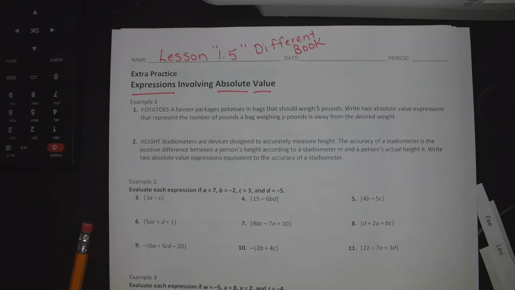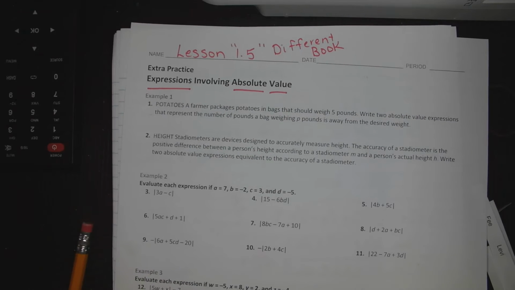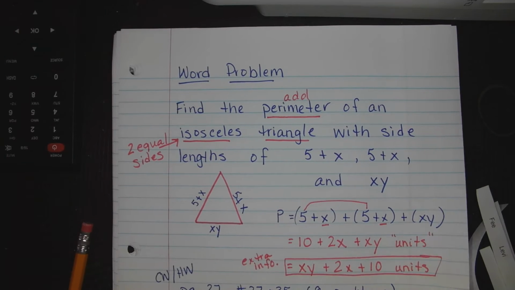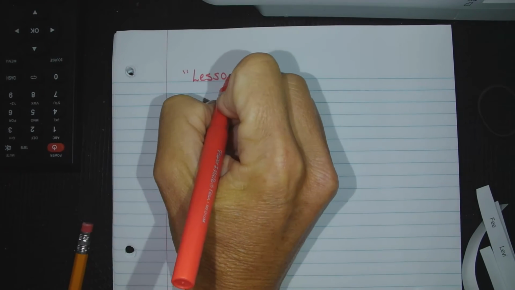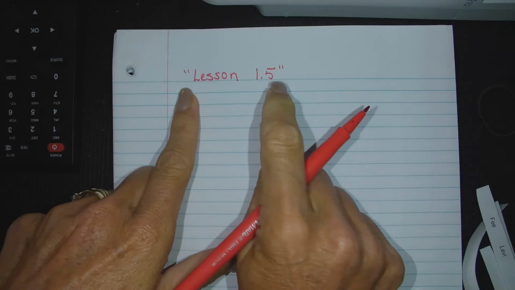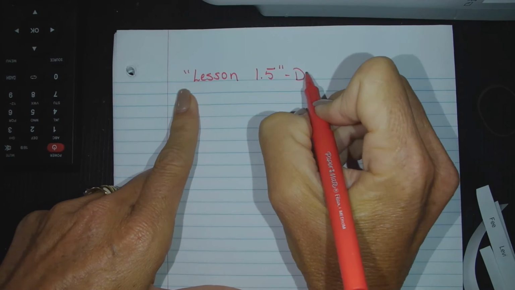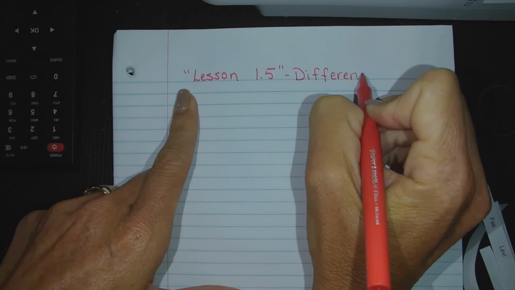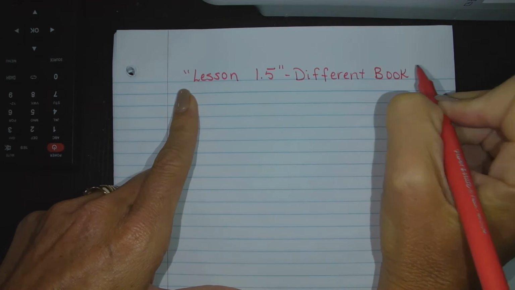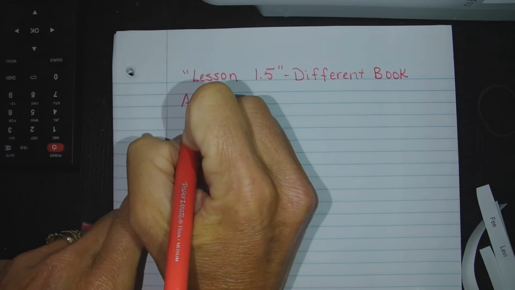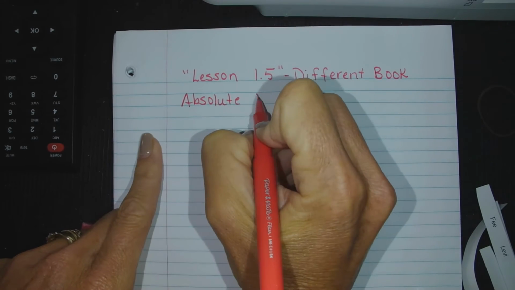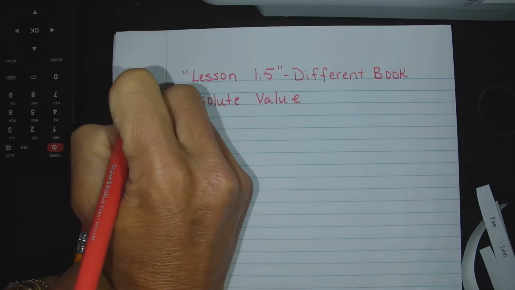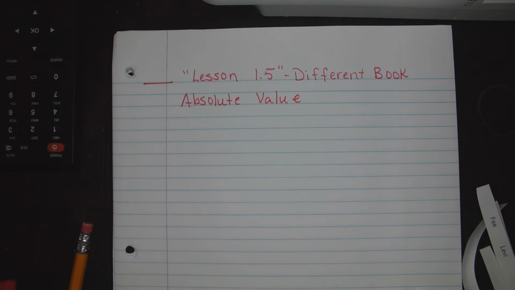Now, in your notebook, table of contents, okay? Short notes in your notebook. I'm only going to have a couple things. I have quotations around here because, like I said, this is from a different book. We are talking about absolute value. So page blank, wherever you are, this is a new lesson.